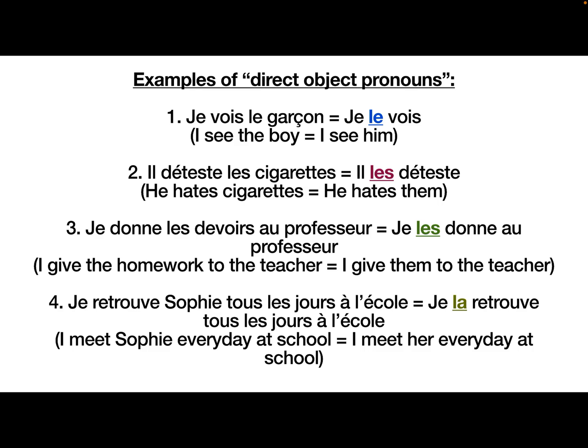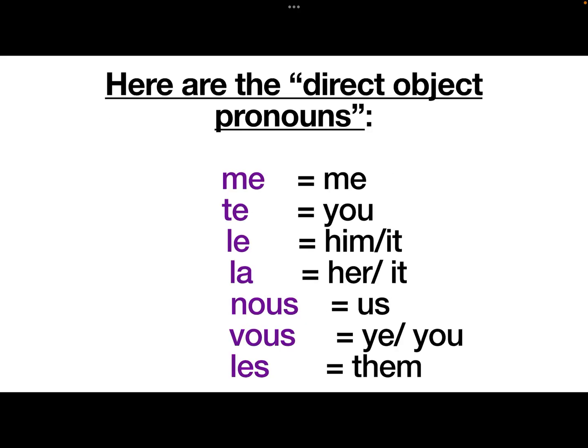Okay, I hope those examples helped. So, just to recap, direct object pronouns replace the direct object of a sentence. And sometimes you just have to sound the sentence out to figure out, is it a direct object that I'm replacing? Okay, so what are they in French? Me, te, le, la, nous, vous, les.